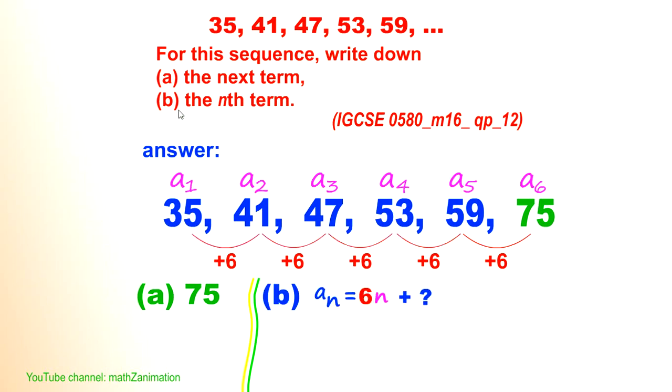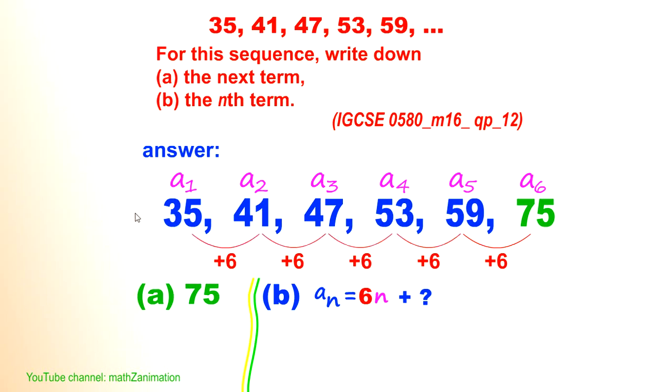So the answer for A is 65. And then how to find the n term? Because the common difference is plus 6, plus 6, plus 6, a sub n equals 6n plus question mark. How to get the question mark? It is obtained from the zeroth term.